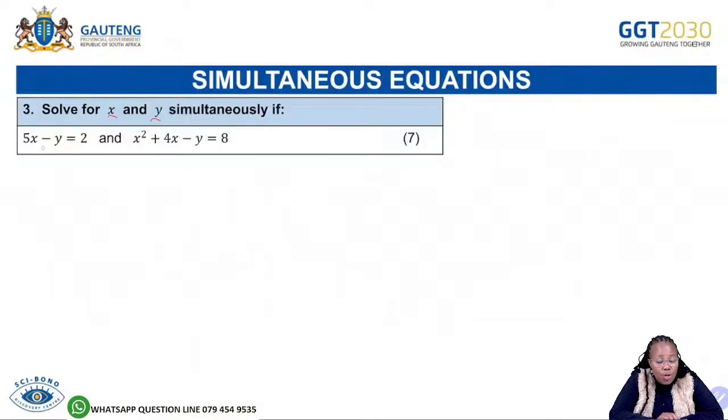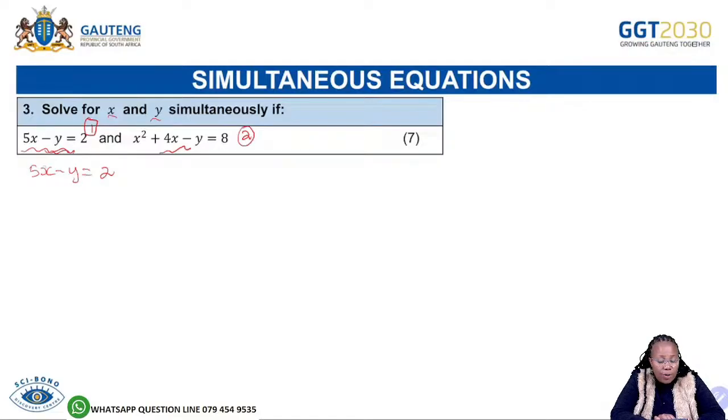So you need two equations. The one will be linear, the other one will be quadratic. This is equation 1 and equation 2. Out of these two equations, grade 12, choose the linear equation and make one variable the subject of the formula. So we are going to take 5x minus y equal to 2 to create equation 3.